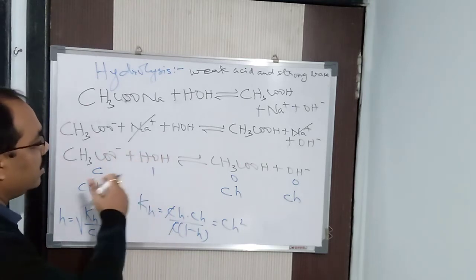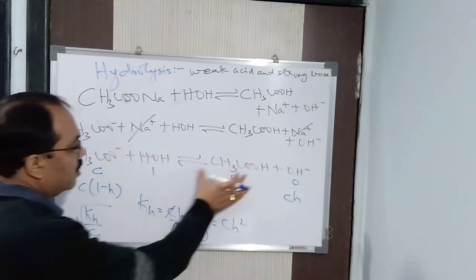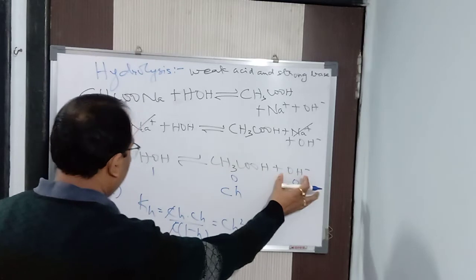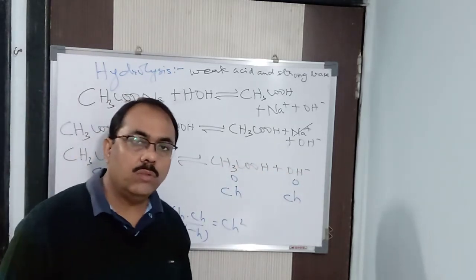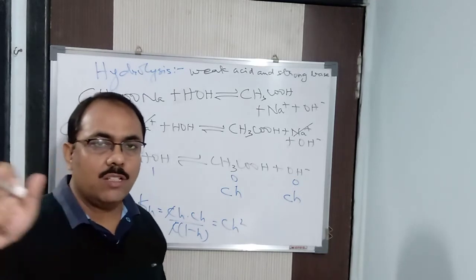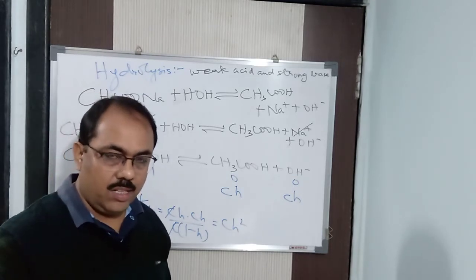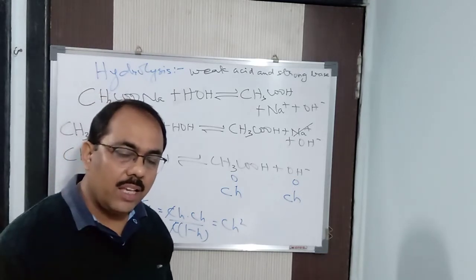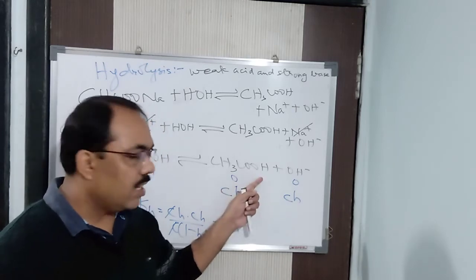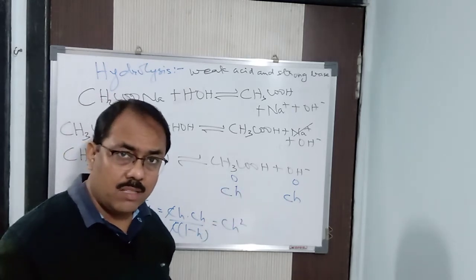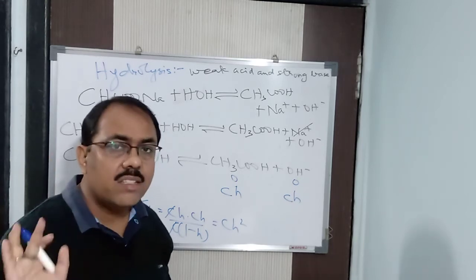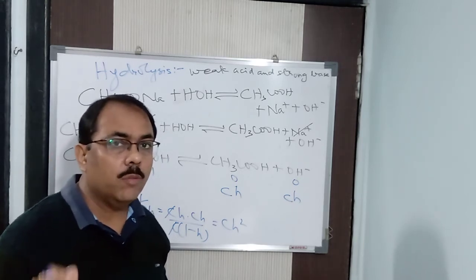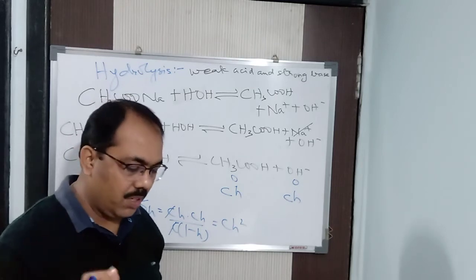That is the Kh formula: concentration of this into concentration of this by this. Now what is Kw? Kw is the H plus concentration into the OH minus ion concentration. And what is Ka? Ka is nothing but acid concentration, CH3COO minus into H plus by CH3COOH, we can say that. You divide it and see, you will be getting Kh is equal to Kw by Ka.